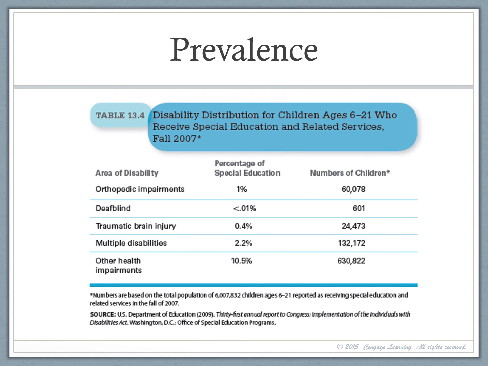Here we have a table that lets us see percentages, disability distribution for children ages 6 to 21 who receive special education and related services. And this is from fall 2007. And so you can see the largest category is the other health impairments category, but they are small percentages in the population that receives special services.